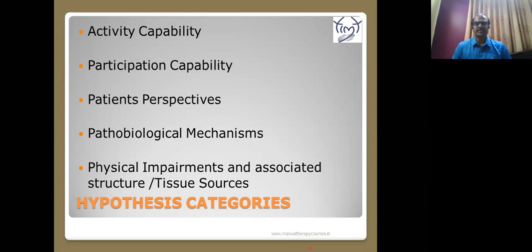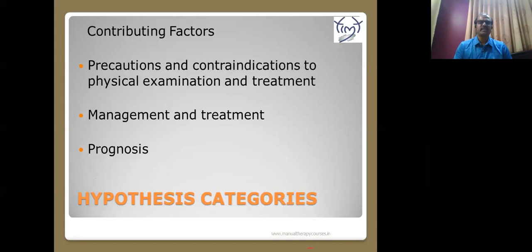The hypothesis categories are the assessment which we do with any dysfunctions or MSK patients. These include activity capabilities or participation capabilities, patient perspectives, pathobiological mechanisms, and tissue sources, meaning the structures which cause the pain. Then contributing factors which cause the pain or dysfunctions, the precautions and contraindications to be taken for the physical examination and the treatment, and how you manage this patient, or prognosis. We go step by step and come to the conclusion of the prognosis. That's the hypothesis categories.